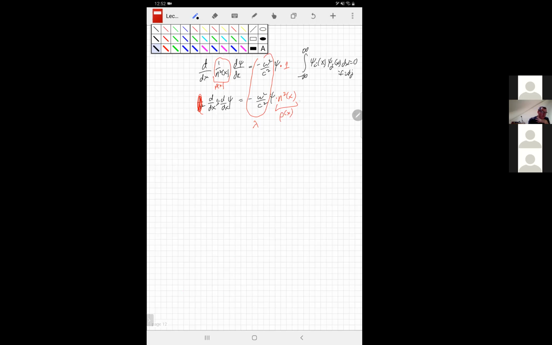In the second one, rho of x is n squared. So in the second problem, from minus infinity, the integral of n squared of x, psi i of x, and really there should be a star there, not that it matters much, psi j of x dx equals 0 if i is not equal to j.